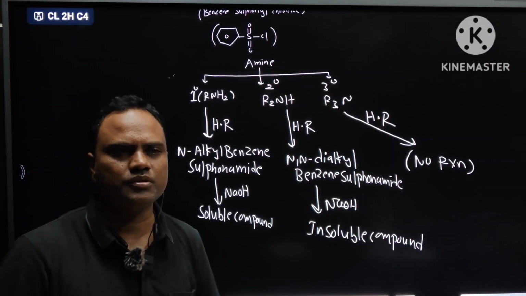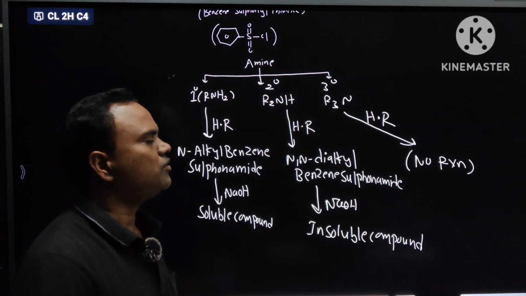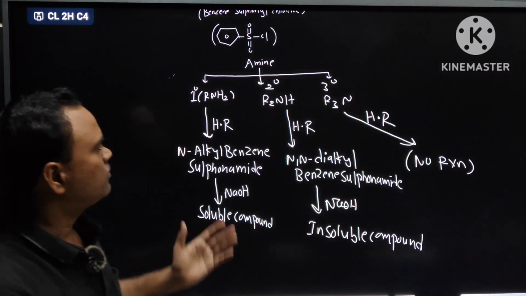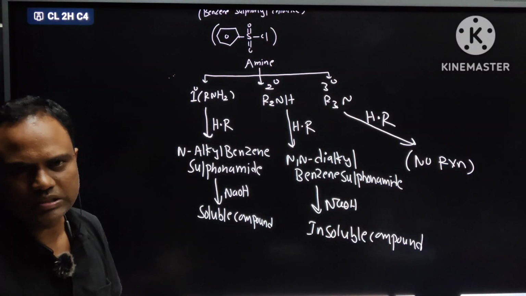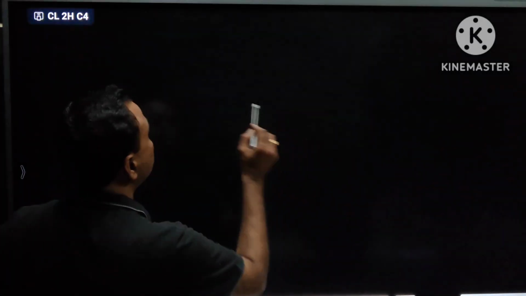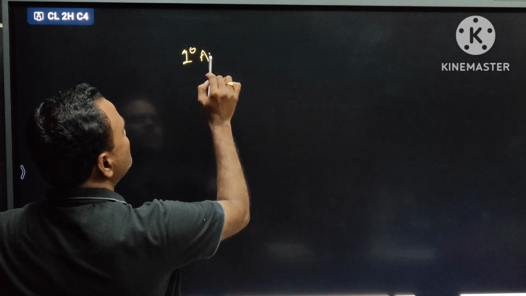All of you. Adiba, you asked for Hinsberg, right? Now let us see the reaction briefly. After seeing the reaction, you can understand. First with the primary amine. Reaction of HR with primary amine, 1 degree amine.